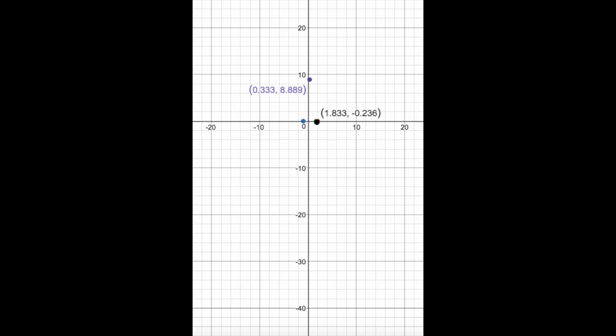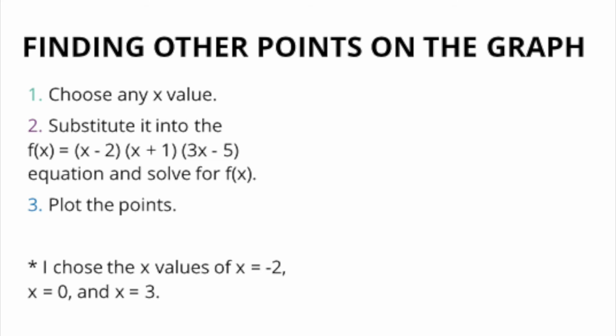The final step is to plot the points. These are where your points should be. The final step to graphing is finding other points on the graph. You want to start by choosing any x value. I chose the values of x equals negative 2, 0, and 3.